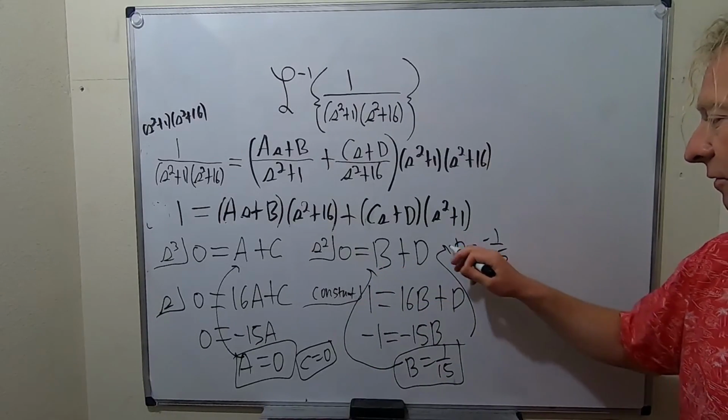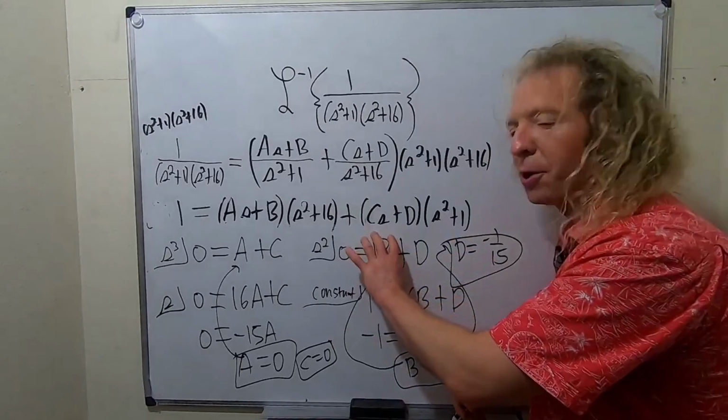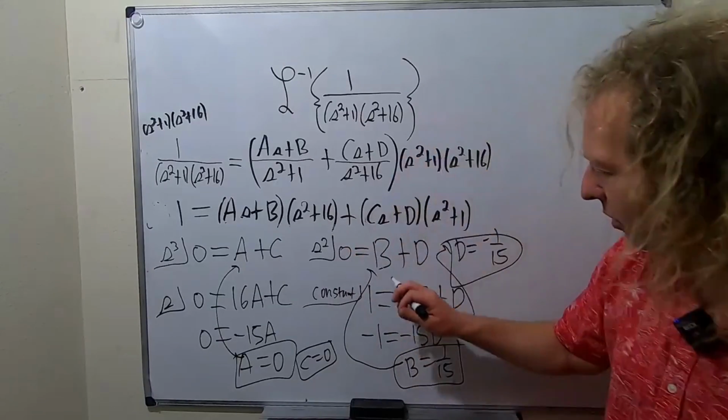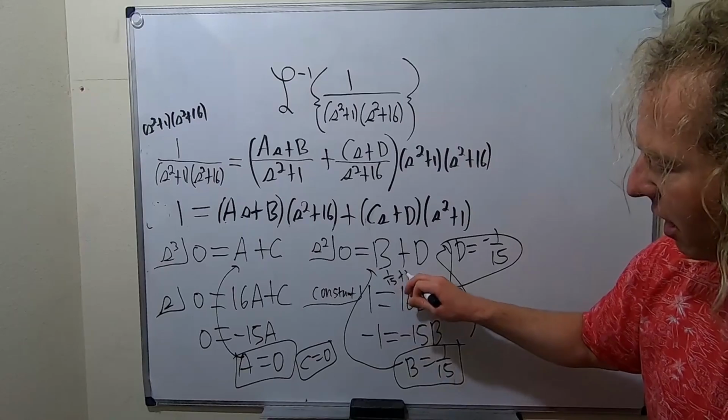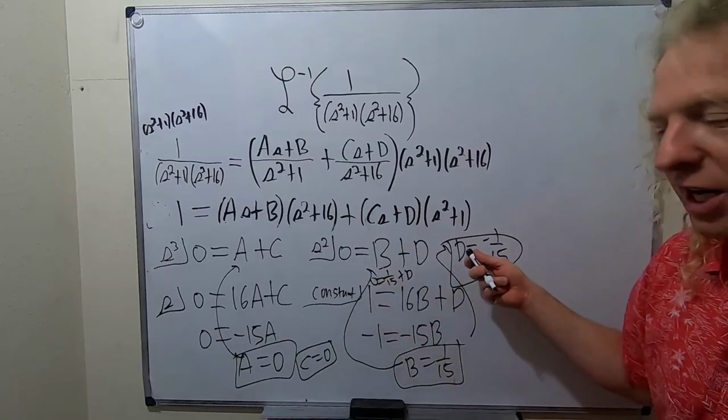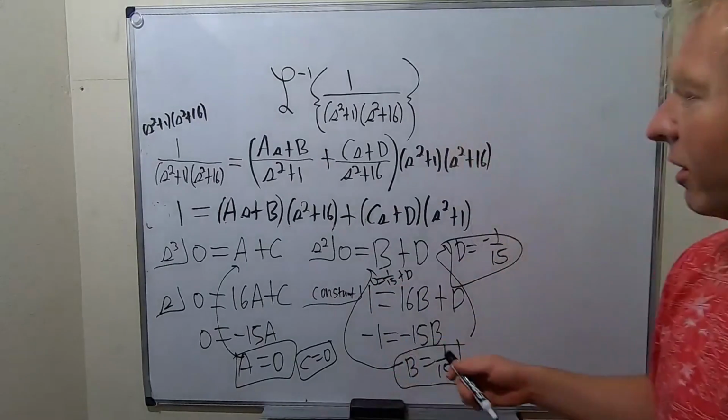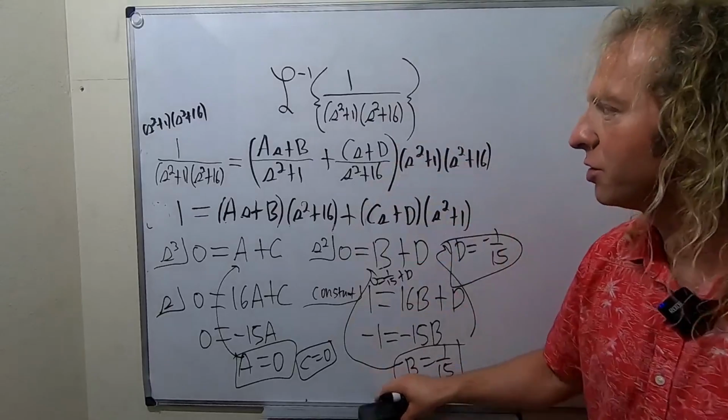You can convince yourself of that because you would get 0 equals 1 over 15 plus d. And that's equal to 0, so you subtract and you get a negative. All right, we're good. Now all we have to do is plug everything back into the original and find the inverse Laplace.